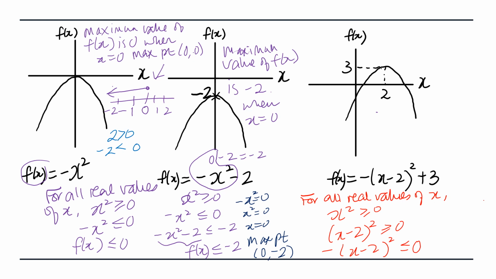Okay, so what happens if I add 3 to both sides? If I add 3 to both sides, the inequality sign won't change. So this is what happened. I'm going to replace negative (x minus 2) squared plus 3 with f(x). So we are saying that f(x) is less than or equal to 3. So can you see now that the maximum value of f(x) is 3? Right, the maximum value of f(x) is 3.